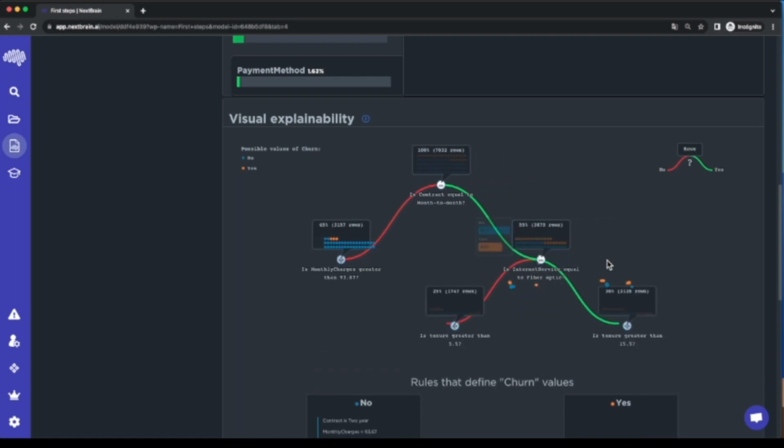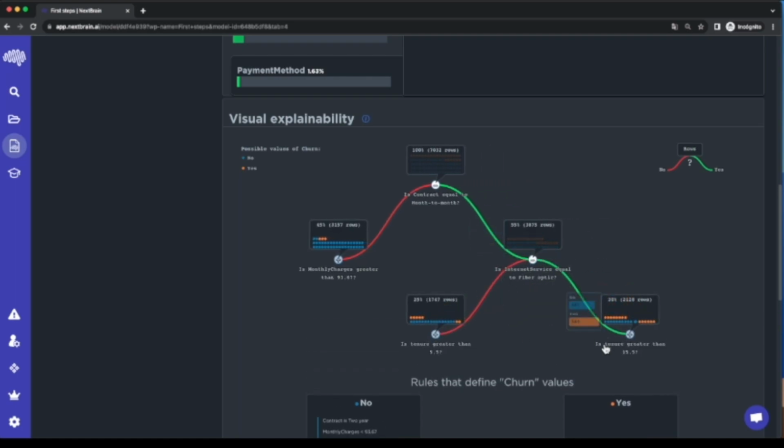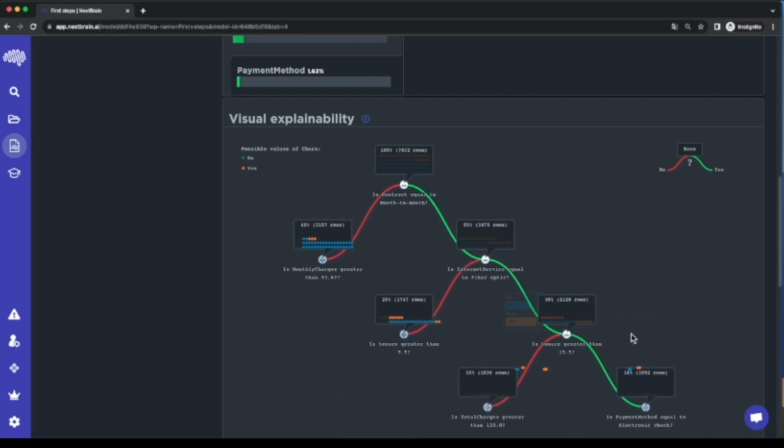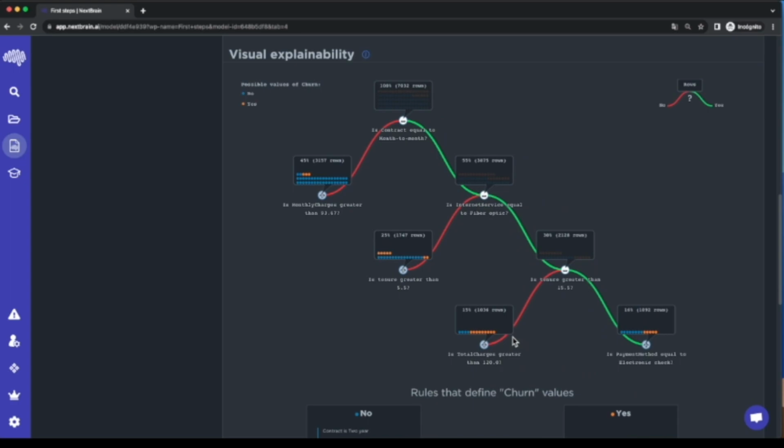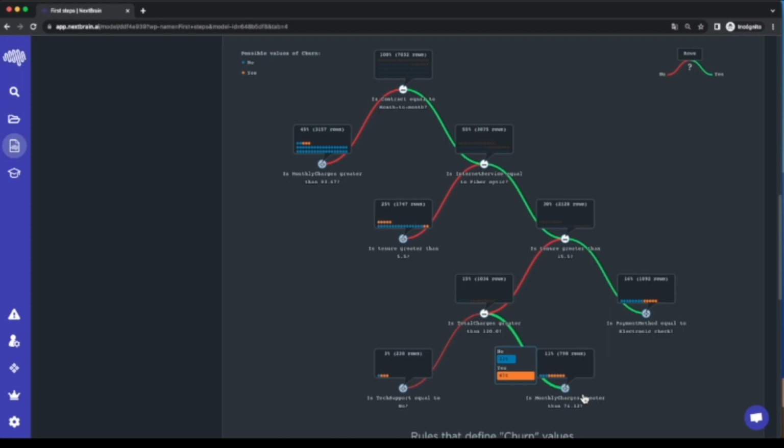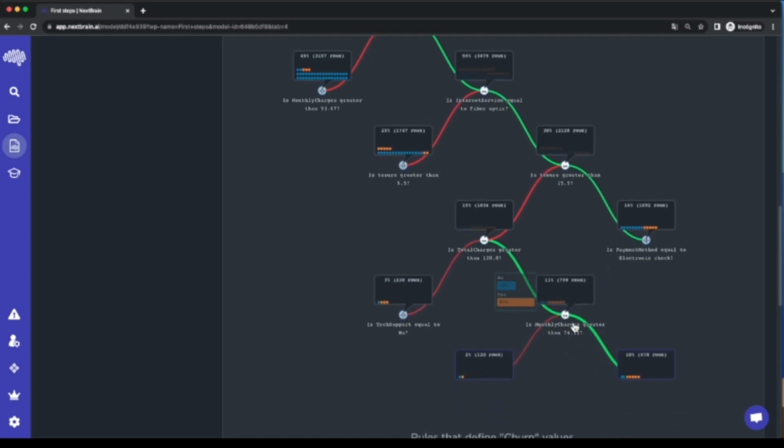And if the tenure is lower than 15.5, then the customers are more likely to leave the company. But still, there are some points that are not split. If total charges are greater than 120, we can say that the customers are more likely to leave the company, especially when the charges are higher than 74.12. This is another way to characterize these customers, to create a customer profile from this classification algorithm.